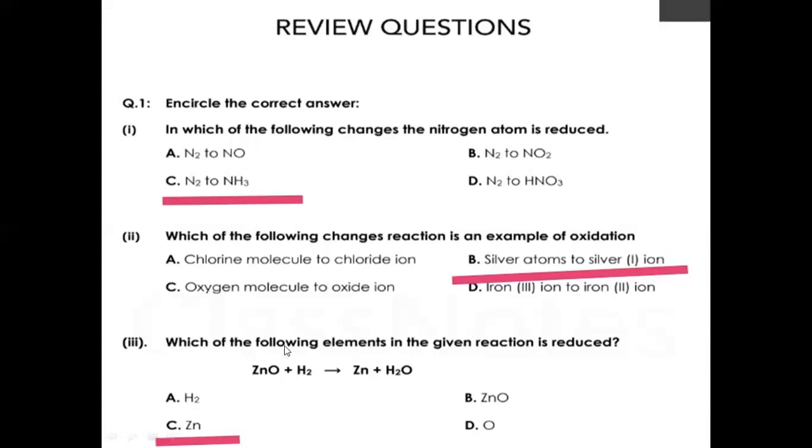Third one: which of the following elements in the given reaction is reduced? Now you can see that in zinc oxide, zinc is losing the oxygen atom, and loss of oxygen is called reduction. So as zinc is losing the oxygen atom, we can say that zinc in this case is reduced by losing the oxygen atom. So which one is the correct option? Zinc is the correct option.